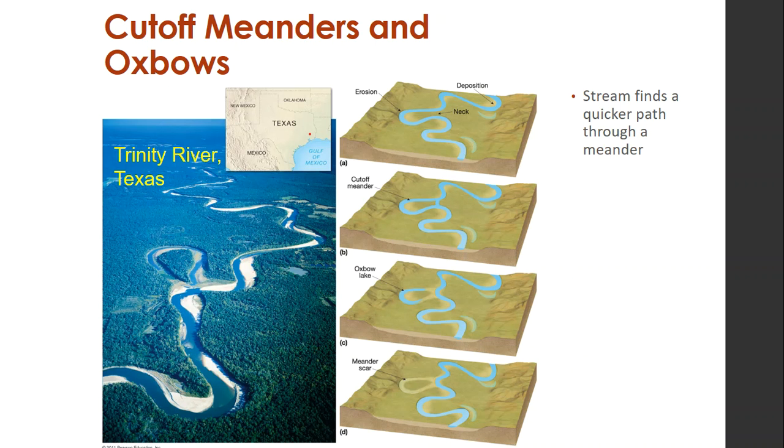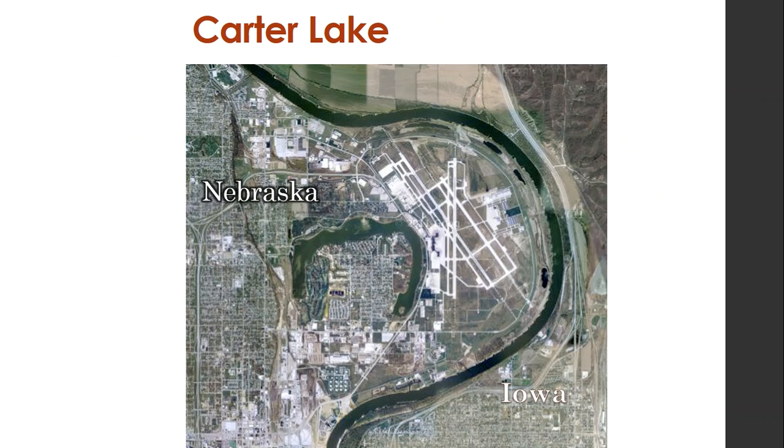So the stream finds a quicker path through that meander. And that meander is cut off and forms an Oxbow Lake. And it can happen very quickly and often. Now that we develop and manage lands, they used to happen a lot more frequently than they do now in areas where a lot of people are living, because we've built structures there and we don't want that river to change.